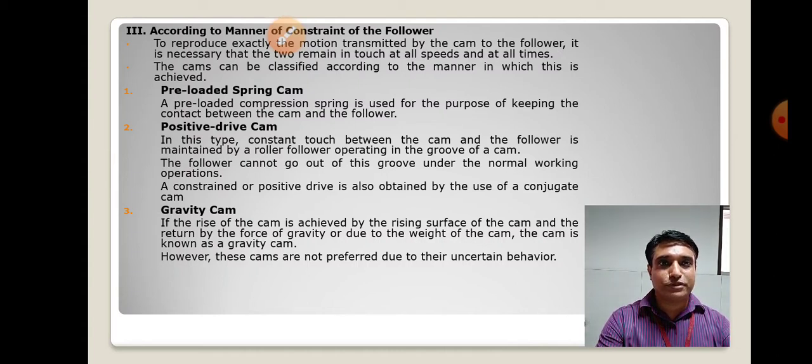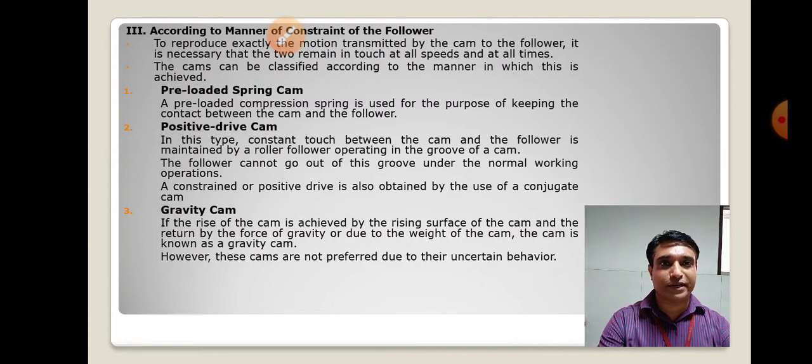To reproduce exactly the motion transmitted by the cam to the follower, it is necessary that the two remain in touch at all speeds and at all times. It is very important to understand. The cams can be classified according to the manner in which this is achieved. We have said that there are three types of cams in this category.